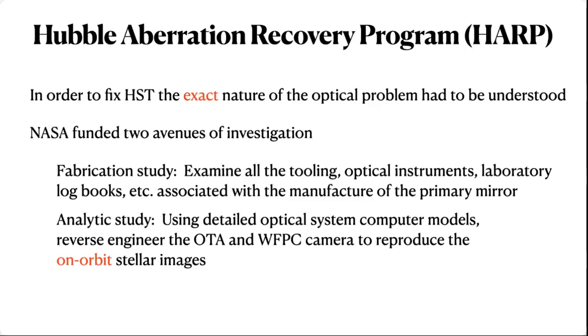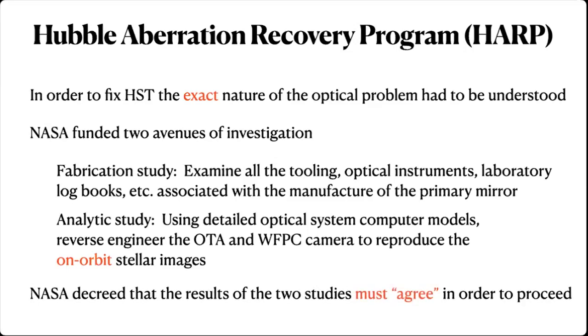At the same time, there was an analytic study going, and that consisted of about 10 or 12 teams across the country, basically working independently, using, for the most part, detailed optical computer models and trying to reverse engineer the telescope and the wide field planetary camera, which was producing those images, to see if they could reproduce the on-orbit stellar images. What did they have to change in the prescription of the telescope and the camera in order to reproduce those images?